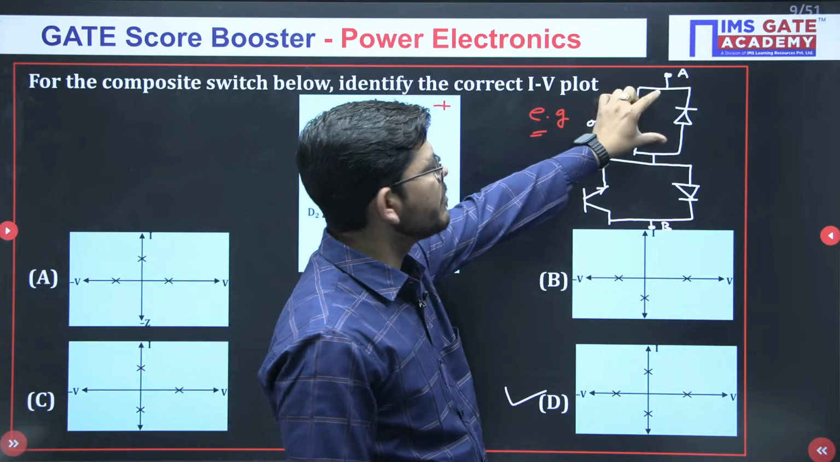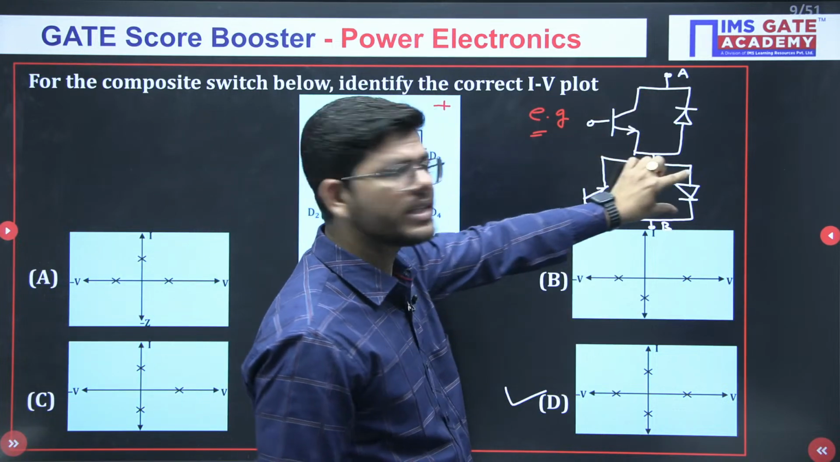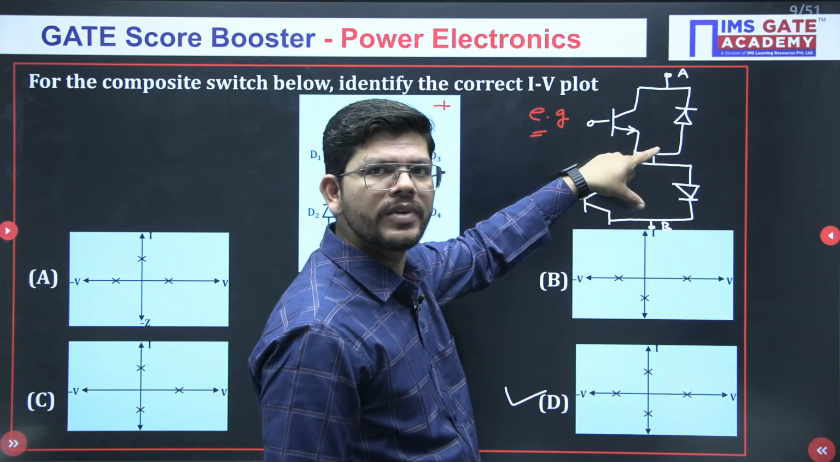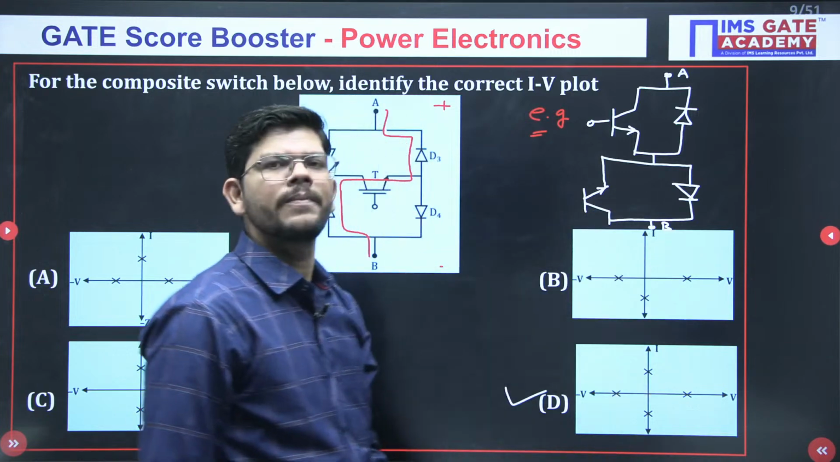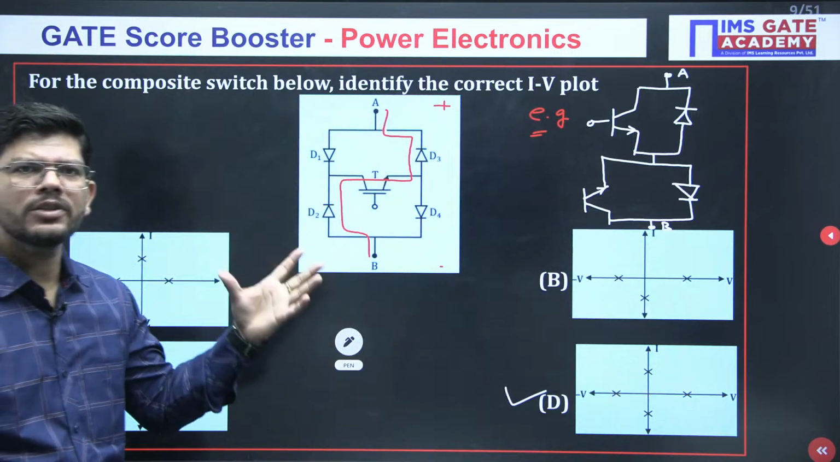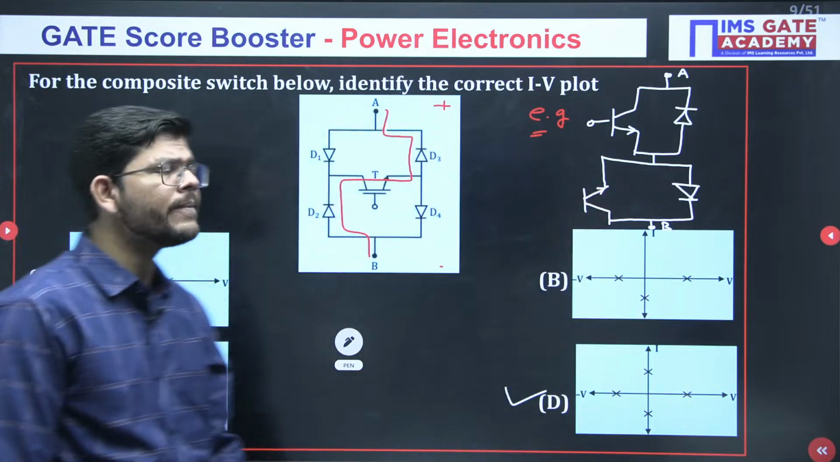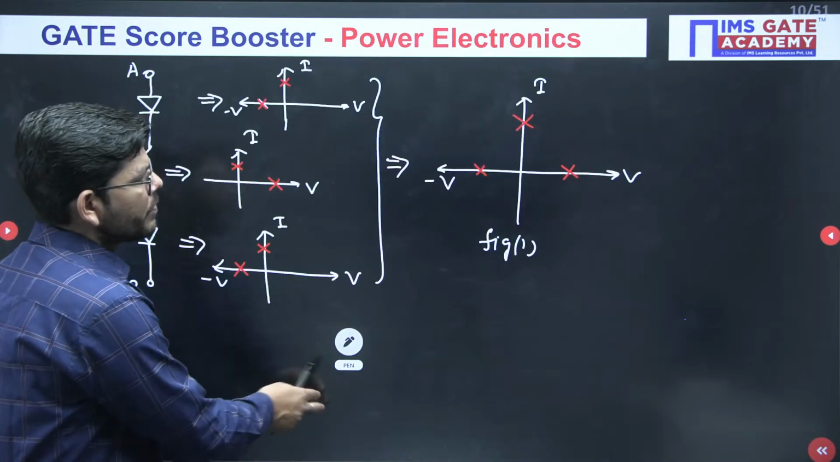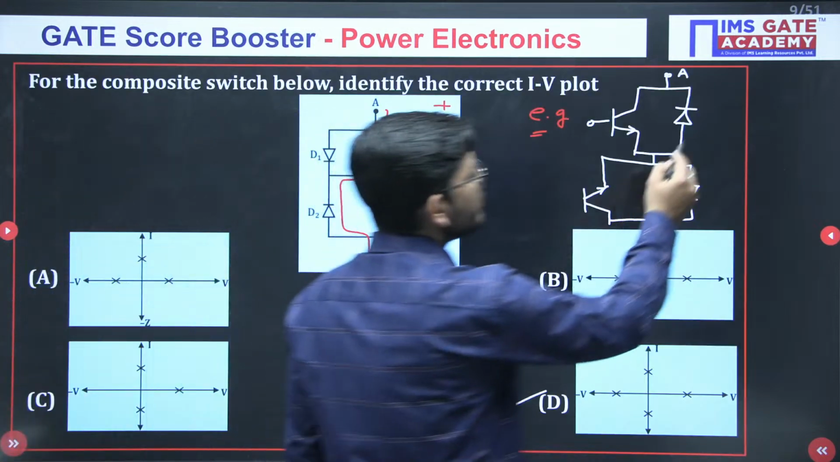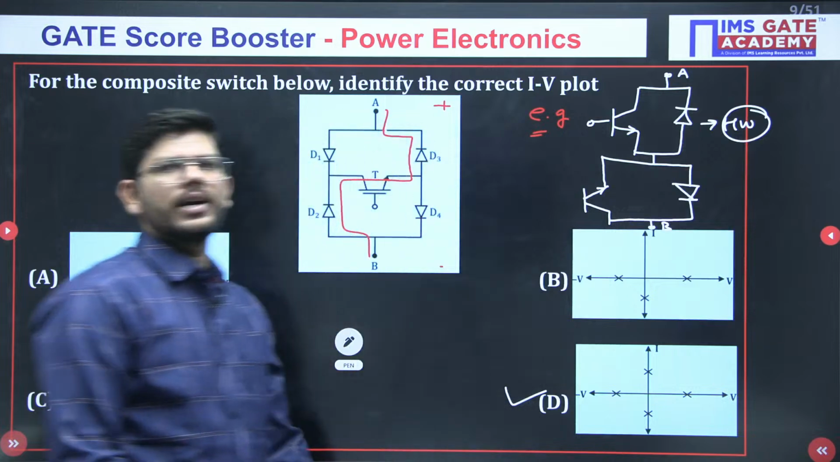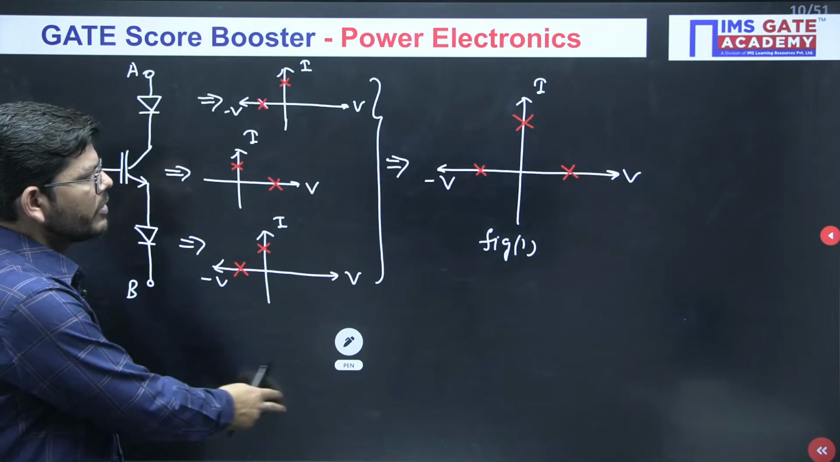Now we have BJT with anti-parallel diode, and if you see 1 and 2, these combinations are just reversals of each other, and they are connected in series. So if you have this combination, how to approach this? Again, this will give you a 4 quadrant operation. So just try this at home. I am giving you this as a homework problem. This can be the case as well.